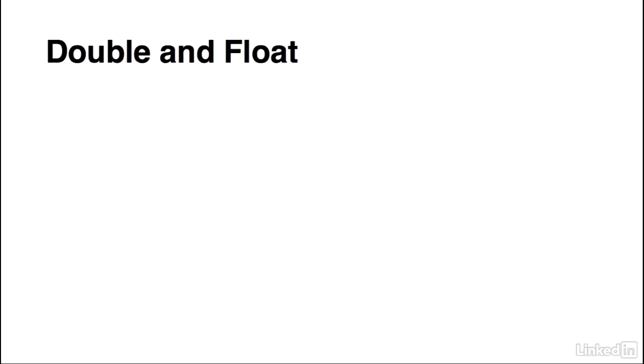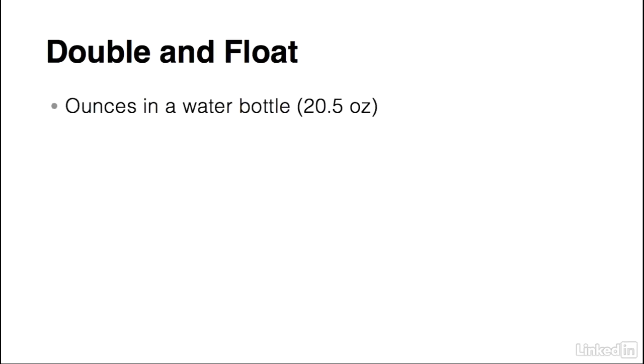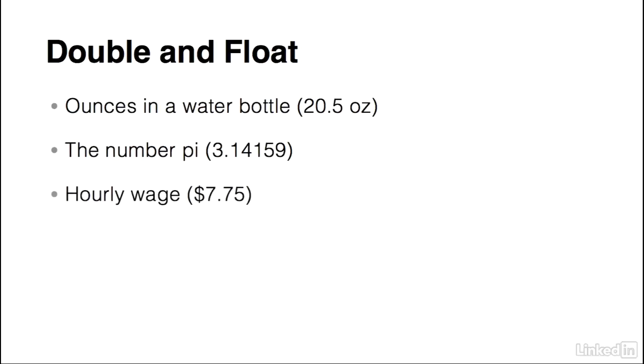Next, we have double and float. These are data types we'll use with a decimal portion. These data types might hold values that include decimal points, such as the number of ounces in a water bottle, or the value for the number pi, 3.14 or 3.14159. How about an hourly wage? When using measurements, we often use a decimal point.